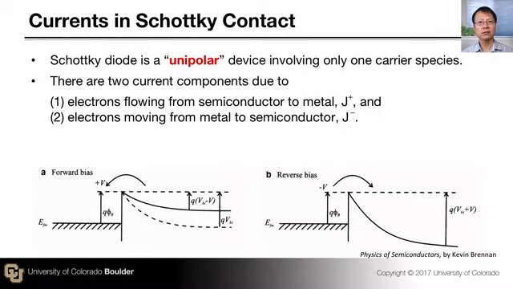So now let's calculate the current. Let's define the electrons flowing from semiconductor to metal. The current density due to those is J+. So this is the current flowing from left to right, with electrons flowing from right to left. And the electrons moving from metal to semiconductor represent the opposite directional current density, J-.